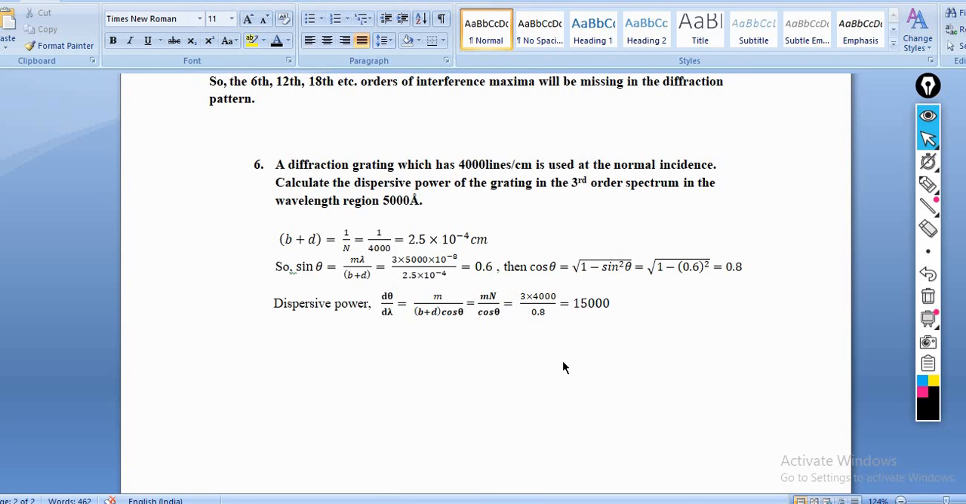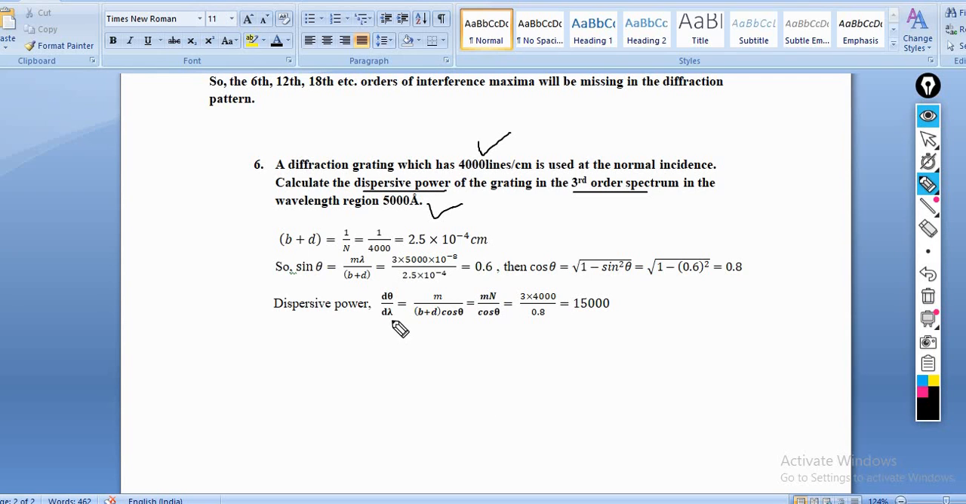Now comes the last problem. A diffraction grating which has 4,000 lines per centimeter is used in normal incidence. Calculate the dispersive power of the grating in the third order spectrum for a wavelength of 5,000 angstrom. So the wavelength is given, the grating lines are also given, and the order is also mentioned. What you have to find is the dispersive power.